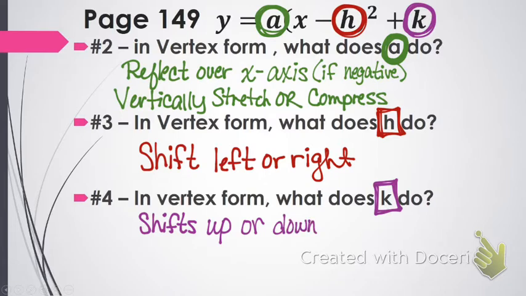So the things that A, H, and K are responsible for, we're going to see show up over and over and over. And today, we're going to take this idea and we're going to apply it to some things that we don't have function rules for. We don't have equations for. But we can still talk about what A, H, and K are doing.